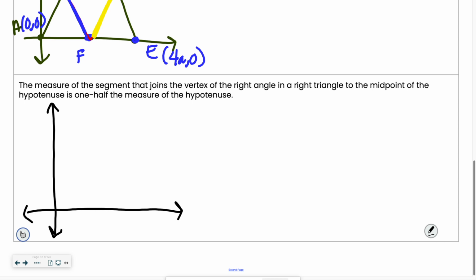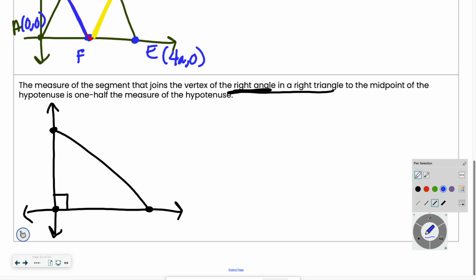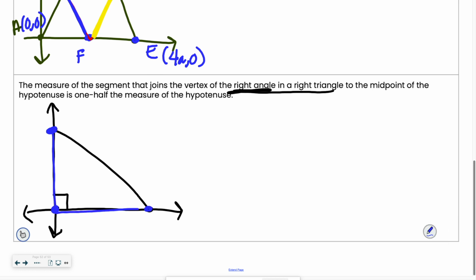Okay, we're starting in the first quadrant. We have a right triangle, right? That's what it says. So lucky for us, folks, our origin can be the right angle, and we can just draw in our hypotenuse. I would use a different color. Okay. Here we go. Can you see that a little bit better?